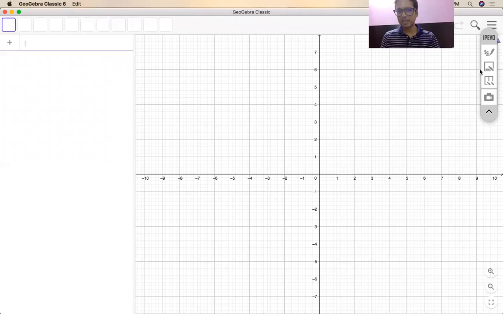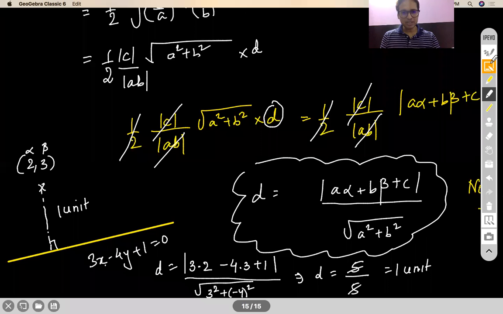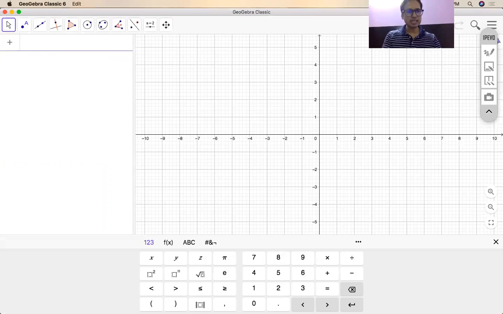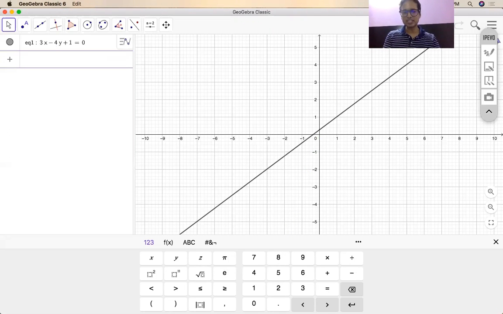Yeah. So my given line was 3x minus 4y plus 1 equal to 0. Okay, as you can see, this is my line. And my point was 2 comma 3, if I'm not mistaken. Okay, so what is the distance of this point from this line?